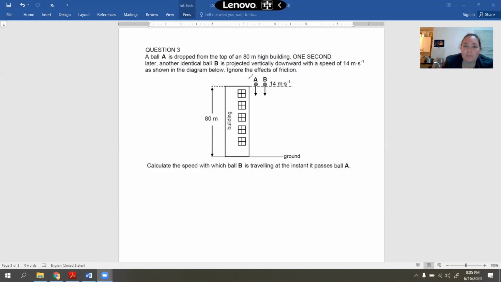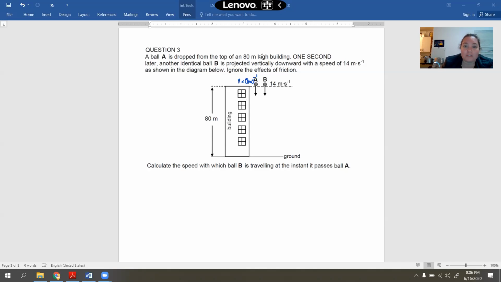Okay, so here ball A was dropped, so its initial velocity is 0 meters per second, from the top of an 80-meter high building. 1 second later, now you've got to be very careful. If ball A falls for a time t, ball B is going to be 1 second less, so it's t minus 1. That's where everybody falls apart. If it's less time, you minus the time. If it's more time, you add the time. So just think about that when you're doing a question like this.